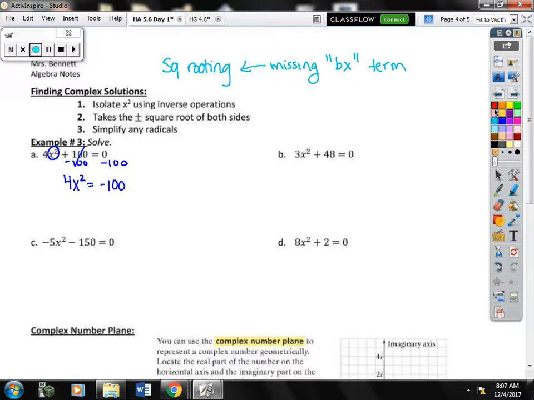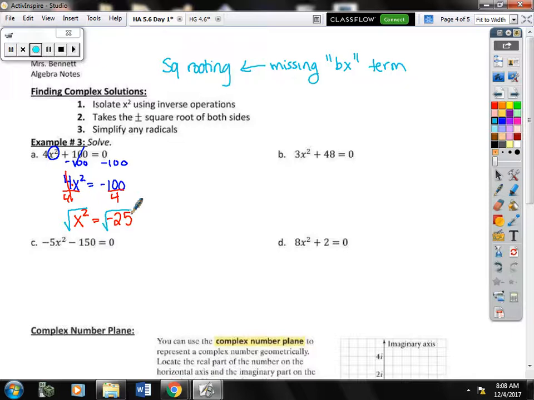Now, some of you made the mistake on your quiz of square rooting at this point. You cannot square root until you get x squared by itself. So you'd first have to undo multiplication with division. Negative 100 divided by 4 is negative 25. If that weren't to go in evenly, we would just leave it as a fraction, right? And then we could square root both sides. And now we will square root both sides.